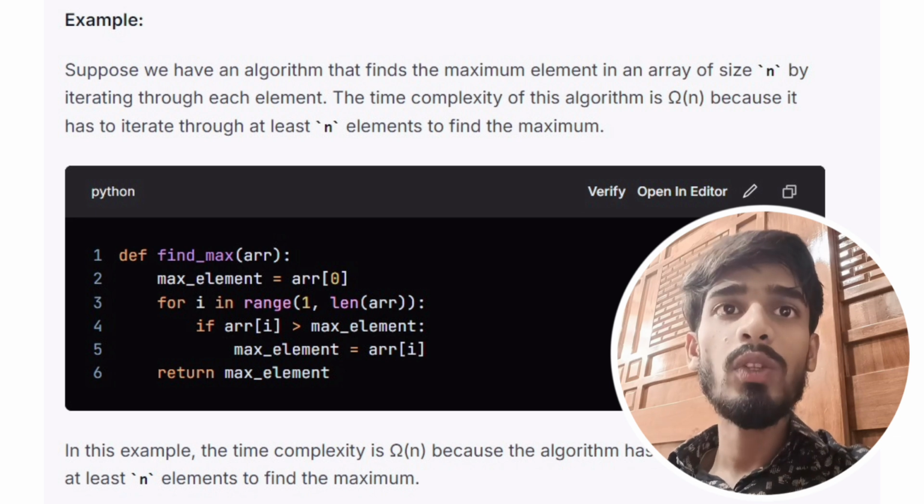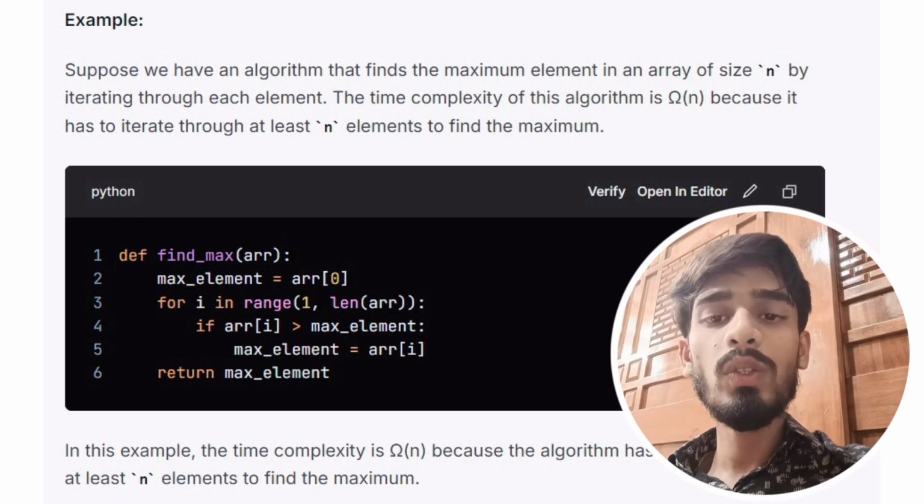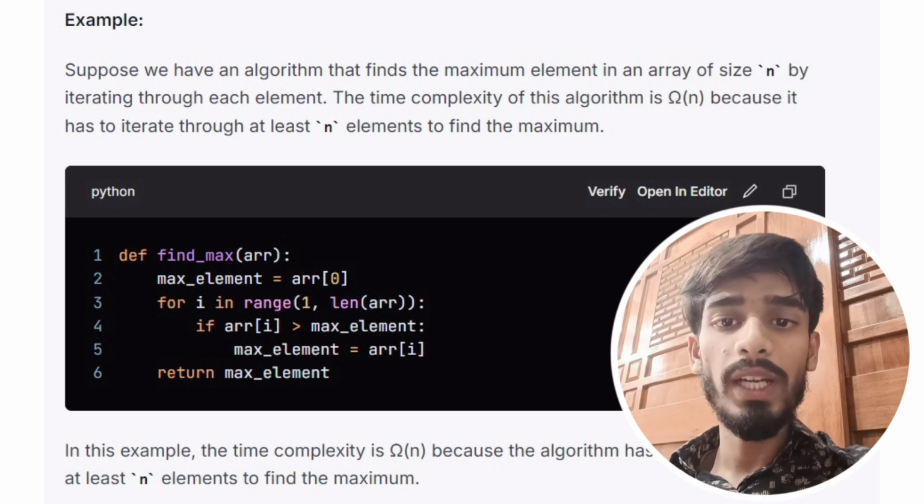So this is the Python code for the algorithm. In this example, the time complexity is big omega of n because the algorithm has to iterate through at least n elements to find the maximum.